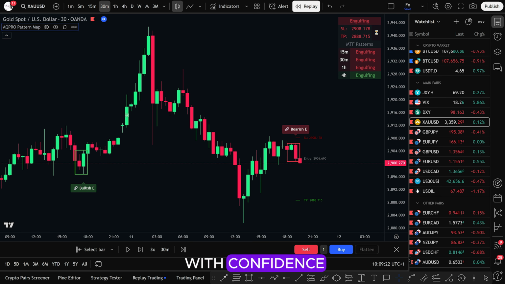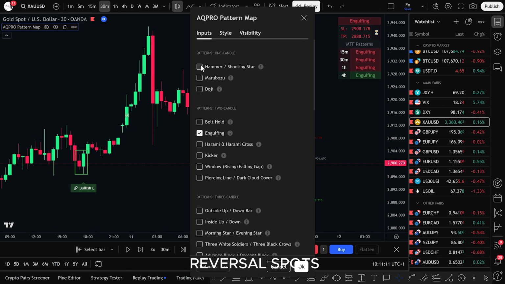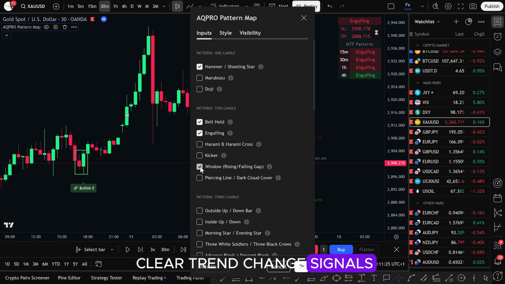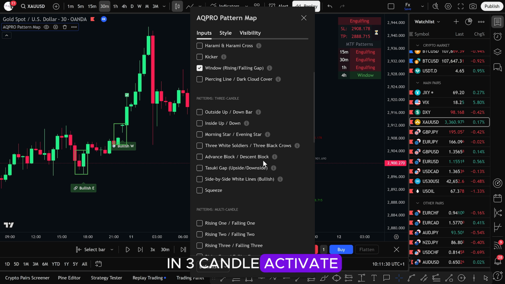Let's go over the indicator settings. Start with 1-candle patterns. Enable hammer for fast reversal spots. Then in 2-candle, switch on belt hold, engulfing, and window for clear trend change signals. In 3-candle, activate morning star and squeeze to catch momentum shifts early.